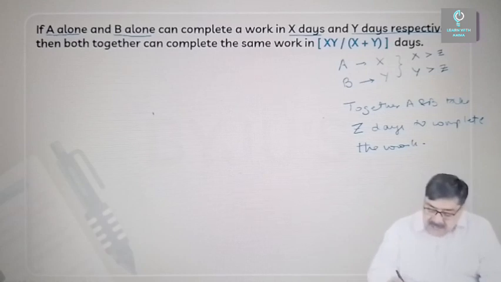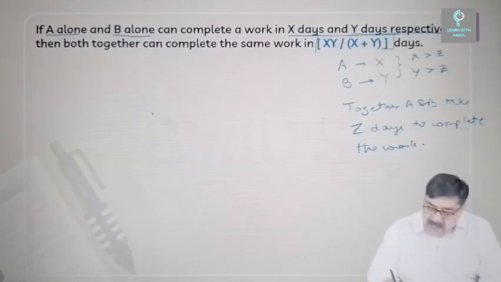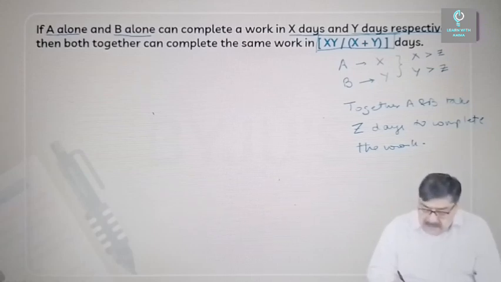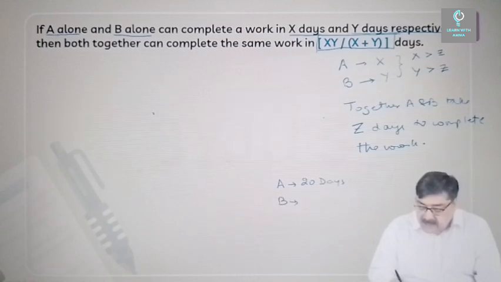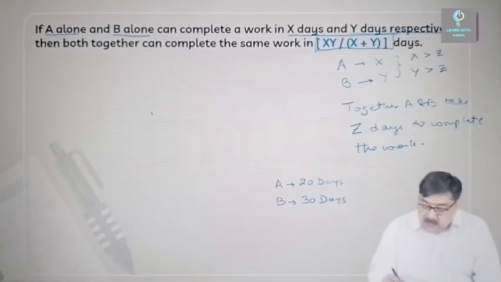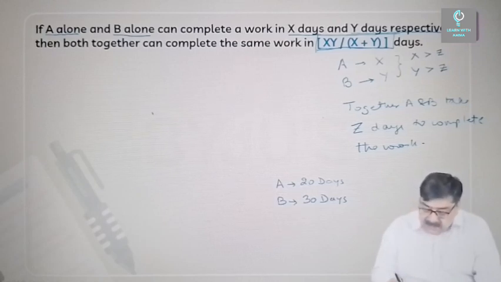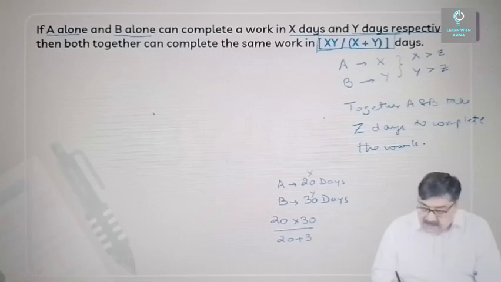Now, here we have an expression that is xy by x plus y. I'm going to tell you three ways in which we can solve such questions. This is the very first one. So let us take an example. Let us say that A can complete a work in 20 days and B can complete the same work working alone in 30 days. Now if A and B work together, then the time taken by them to complete the work will be xy by x plus y. Substituting these values, let us say this is x and this is y, it will become 20 into 30 by 20 plus 30.